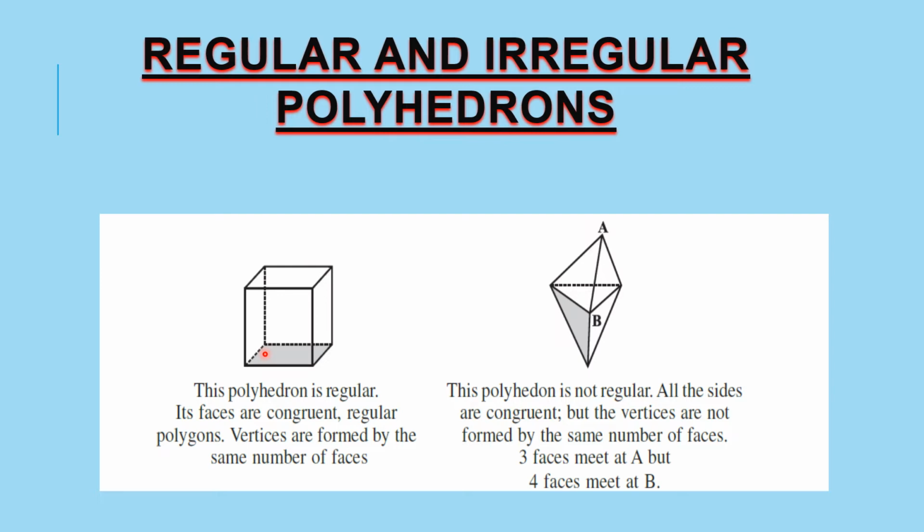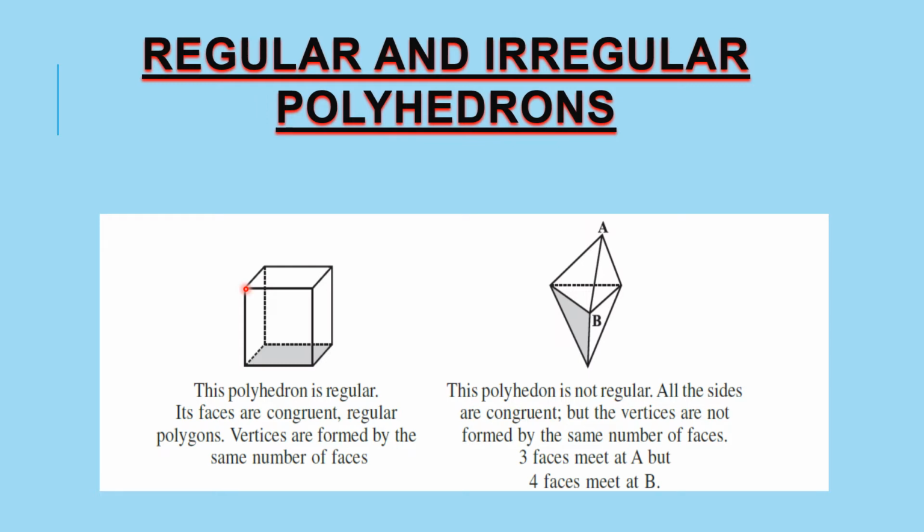If it is so, we can say the given shape is a regular polyhedron. And in case any one point is not satisfied by the figure, then the figure will not be a regular polyhedron and we'll call it an irregular polyhedron. Now look here at the first one, this polyhedron is regular. So in the cube we see all the faces are regular in shape, that is, square in shape. And second, if they are squares then faces will be congruent. And third point, vertices are formed by the same number of faces. So if you see, suppose at this point, at this vertex how many faces are meeting?